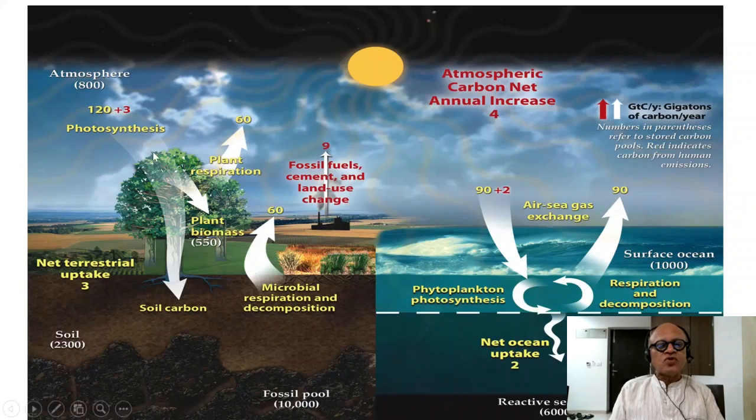The only thing to note is that when you look at the fluxes, you have photosynthesis taking up about 120 plus minus 3 gigaton carbon, out of which plant respiration puts back 60 gigatons, and microbial respiration and decomposition puts back 60 gigatons, and plant biomass holds about 550 as a reservoir. So these are fluxes per year.